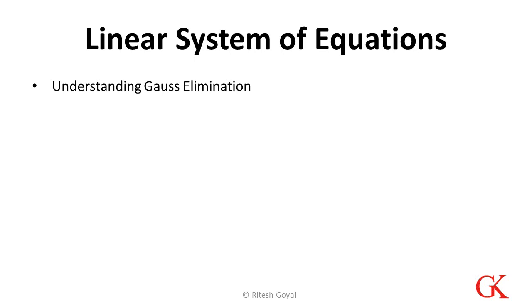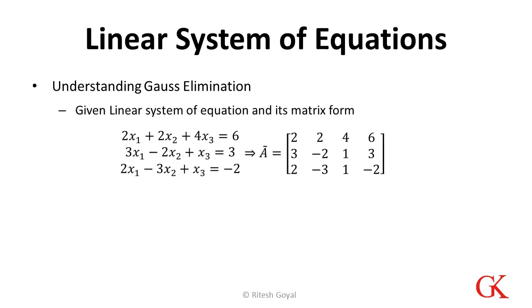Now we have understood the elementary row operation. So let's understand Gauss elimination a bit more by using a simple example. We have a linear system of equations with three equations, and we have put these equations in matrix form using an augmented matrix. The coefficients in the augmented matrix are nothing but the coefficients of the equations.